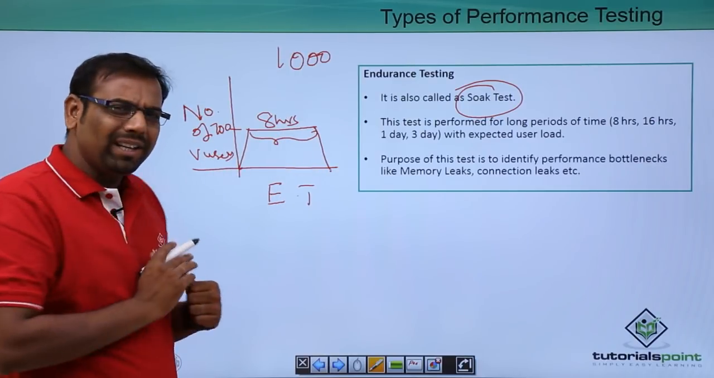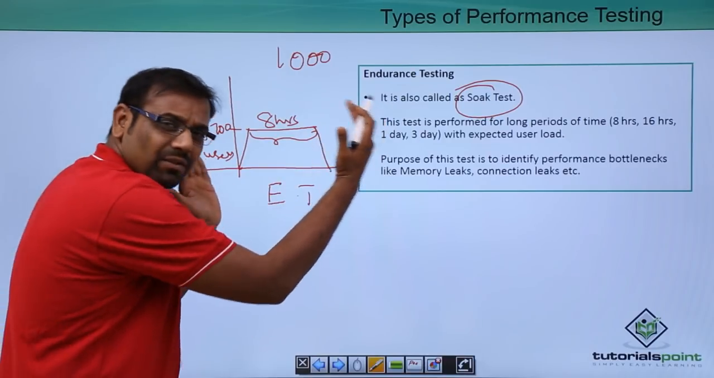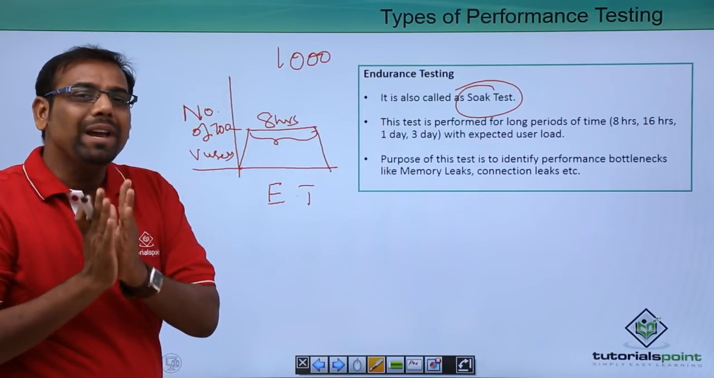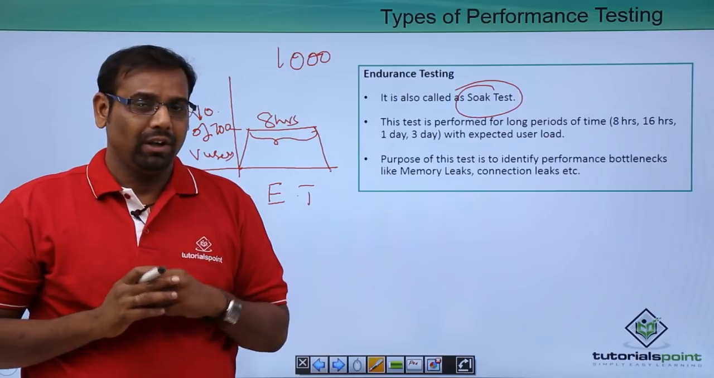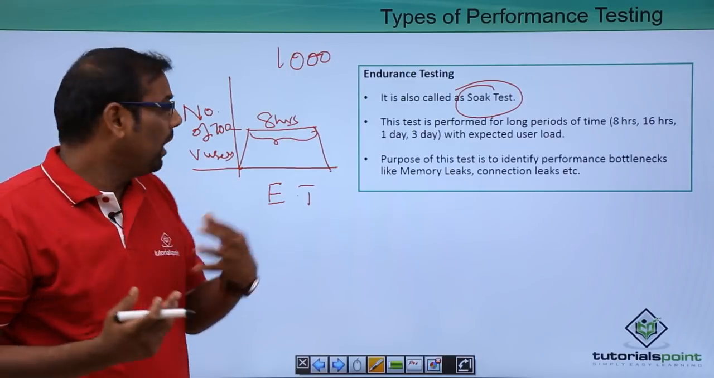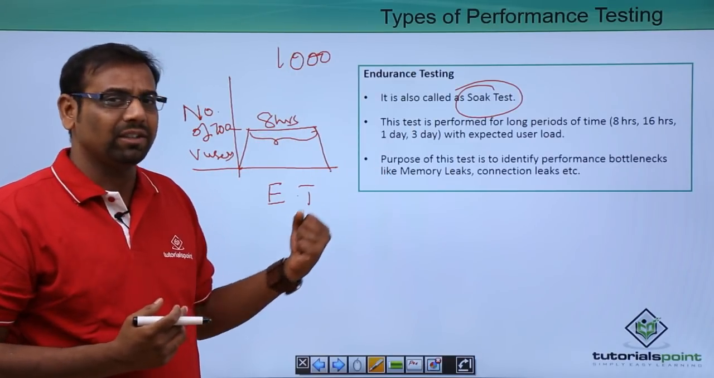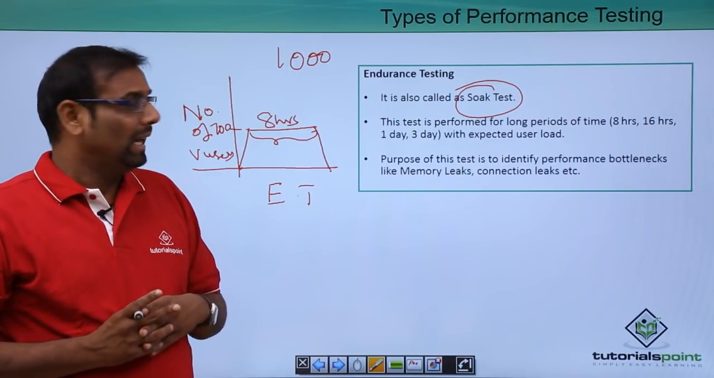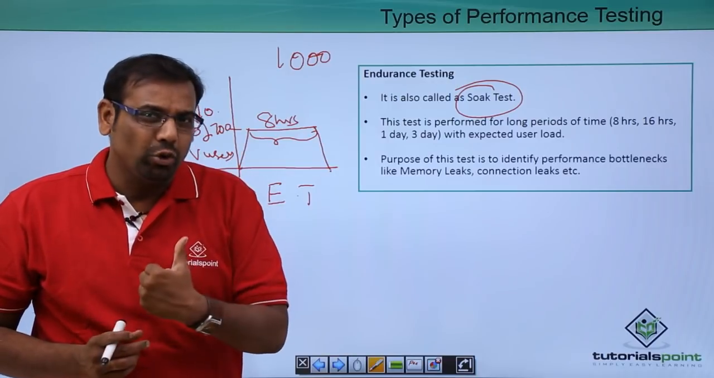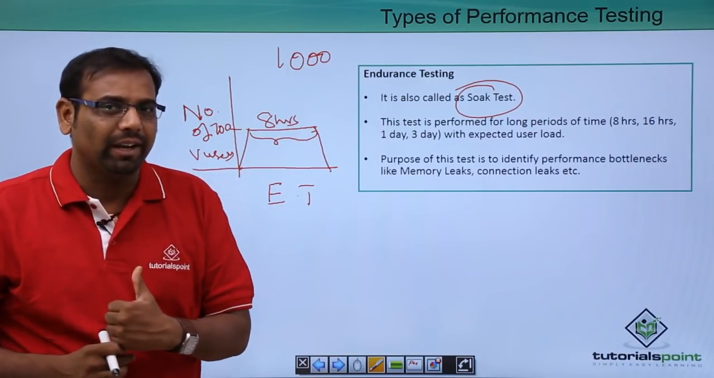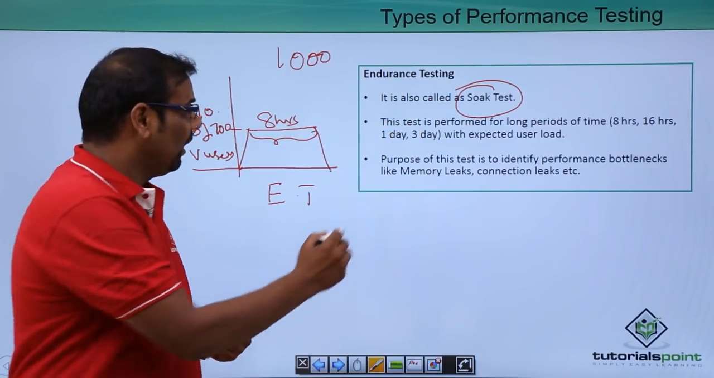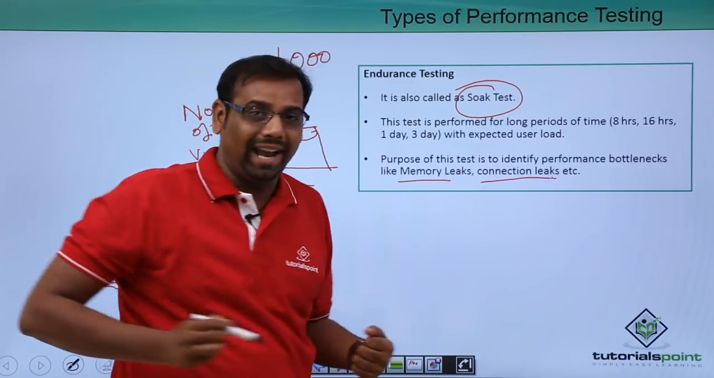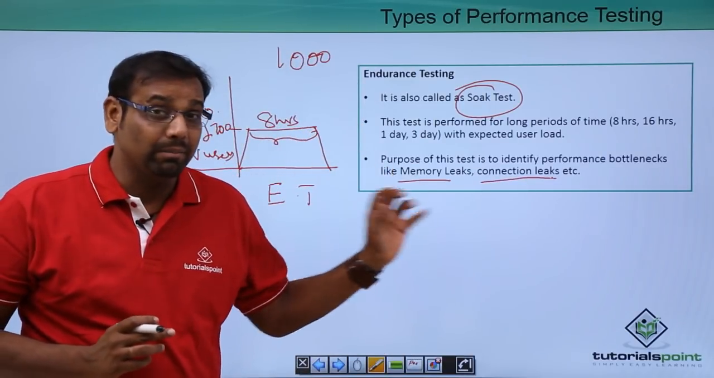So here, what is it that we are doing? When we run the test for a longer period of time, is my application stable? Are there any other issues coming up after 6 hours or after 7 hours or during that 8th hour? This is what you want to uncover. Typically, the issues that you want to identify when you run the endurance test are memory leaks or connection leaks. This is very, very important, guys.